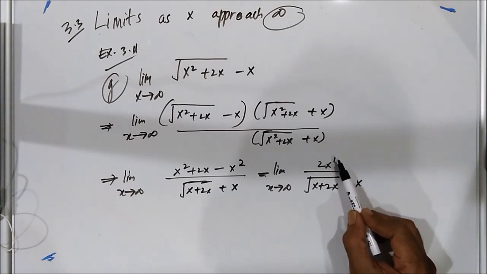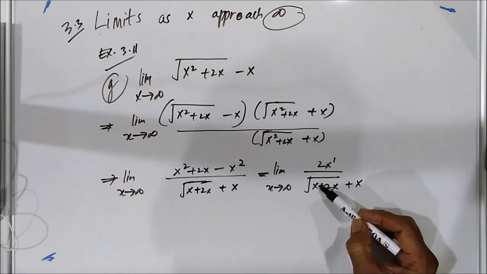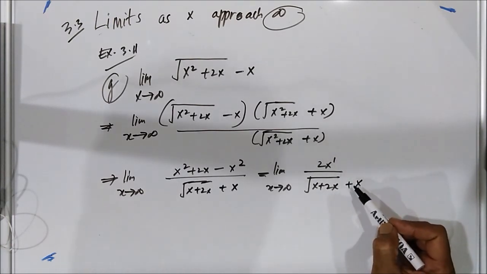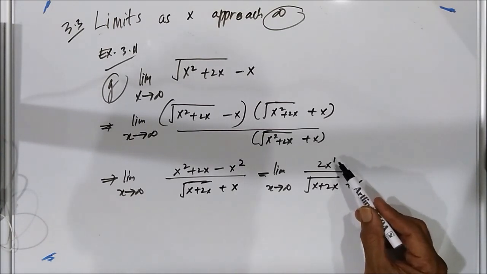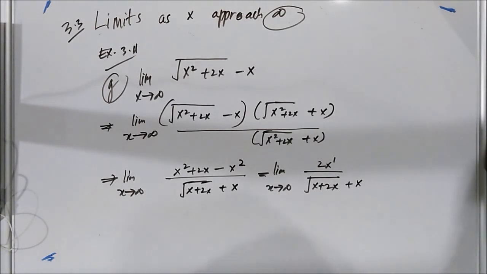To solve this one, you can see that here is x raised 1, and here is x raised half. Here is x raised 1, and here is also x raised 1. We have the same power there. The answer should be either 1 or 2, most probably.